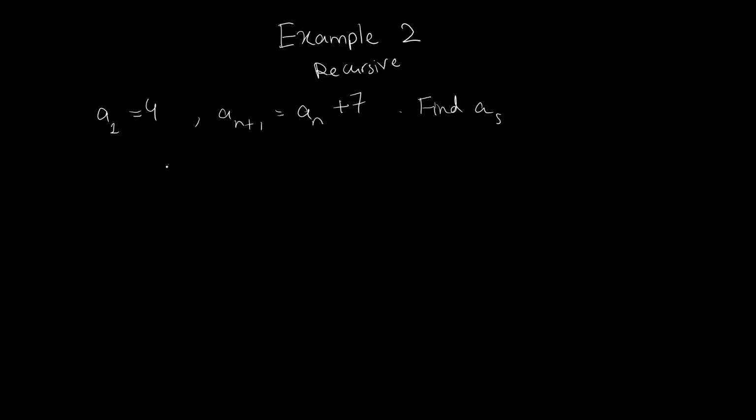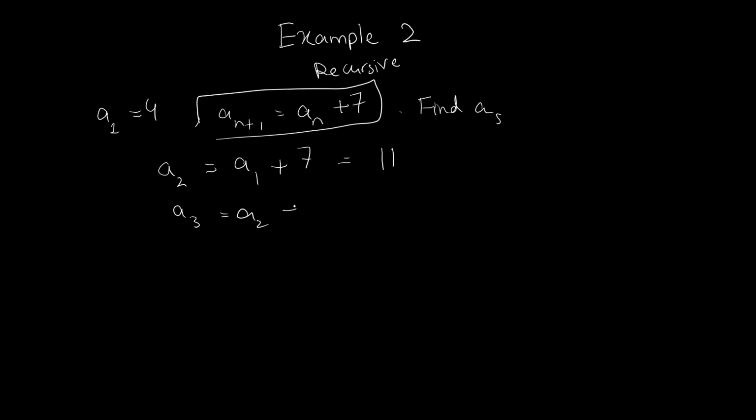That means we can calculate a_2, which equals a_1 plus 7 based on this given formula, and hence it would be 11. Similarly, a_3 would be a_2 plus 7, which would be 15. So a_4 is simply 19, and a_5 would be 23.